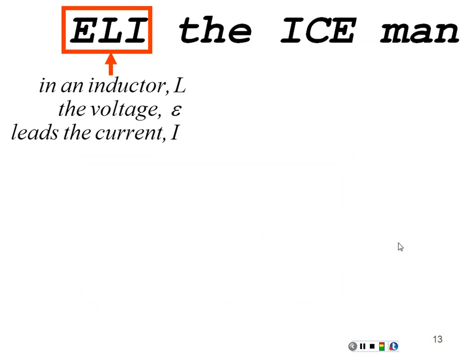So we have a problem with inductance and capacitance in an AC circuit as far as phase relationships. In an inductor, the voltage, which we might call the EMF, leads the current. The voltage comes first and then the current follows. We can remember that by using ELI the ICEman. ELI meaning EMF comes before current in an inductor. We can describe that as a positive phase of 90 degrees or pi over 2.